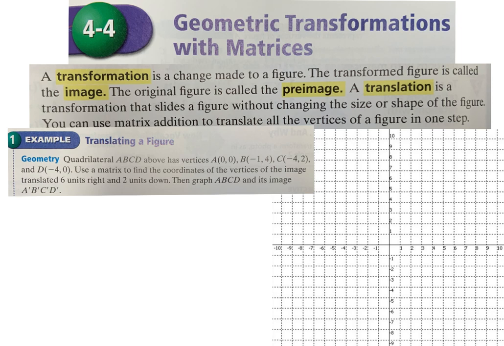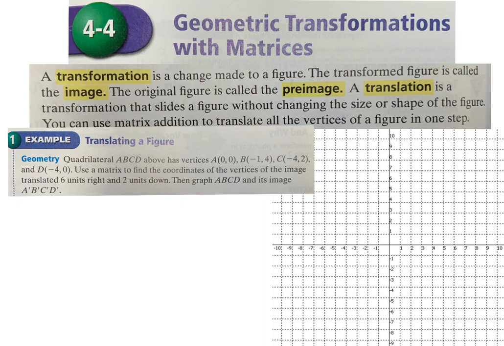Several transformations that we're going to do. The first type we're going to do is a translation. A translation just slides the figure around the graph, all right? There are transformations that will flip it and reverse it or even stretch it or shrink it. But a translation literally just slides it around the graph.